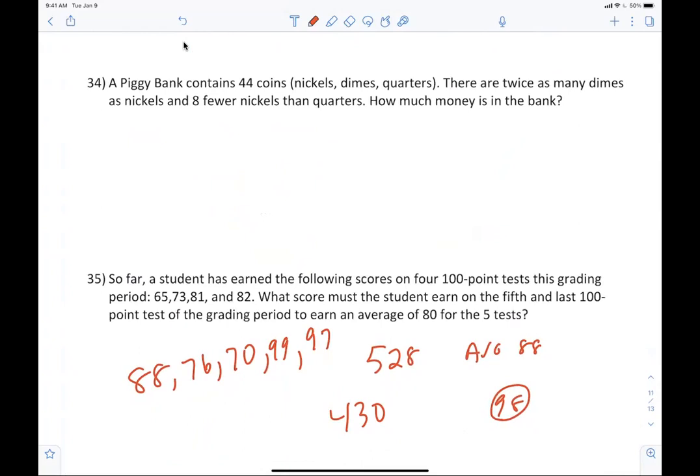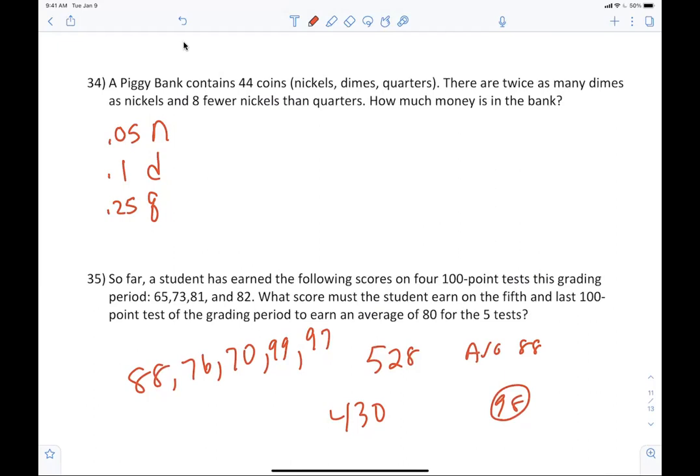There are 44 coins. Please watch on this one. This one's not on the test, but I almost put it on the test. There are 44 coins, so everybody's going to do nickels, dimes, and quarters. I put 0.05, 0.1, and 0.25. If you know this, you're acing everything. This one's hard. There are twice as many dimes as nickels. How many nickels are there?